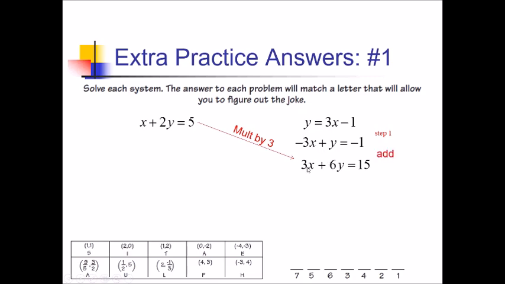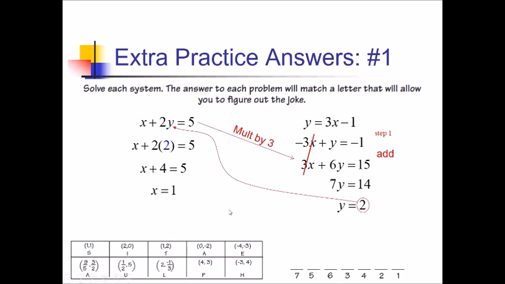That cancels out these 3x's, and y plus 6y gives me 7y. Negative 1 plus 15 is 14. Dividing by 7, we have y equals 2. Let me just plug that back in up here. Doesn't really matter where. So we have x plus 2 times 2 equals 5. So x plus 4 equals 5. And then if I subtract 4, I've got x equals 1. So my final answer then was 1 comma 2.